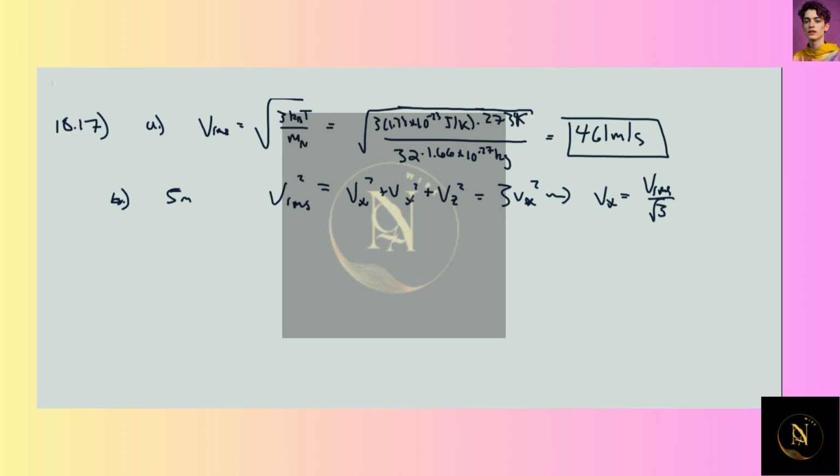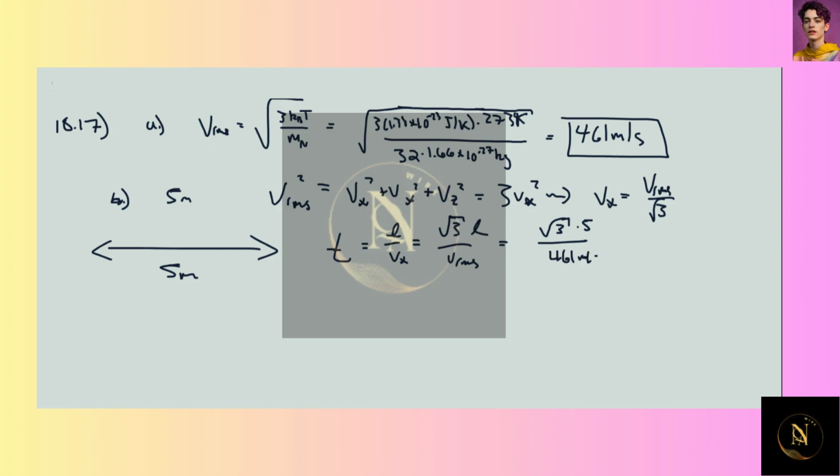Cool. So now, because we have to convert this to 1 dimension because we're just moving back and forth along this 5-meter thing, we're figuring out the time for one crossing of the room, which is given by the length of the room over the Vx. So this is square root of 3 times the length over the RMS. So the time it takes to move across the room once is square root of 3 times 5 over 461 meters per second.